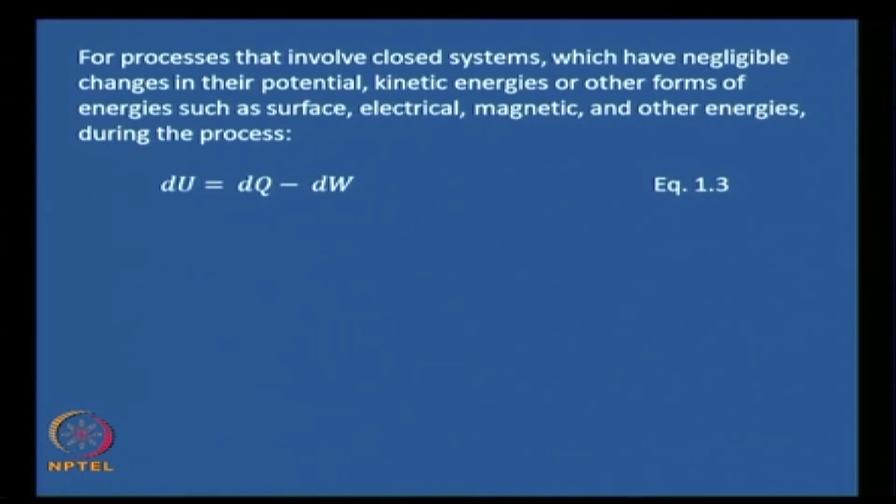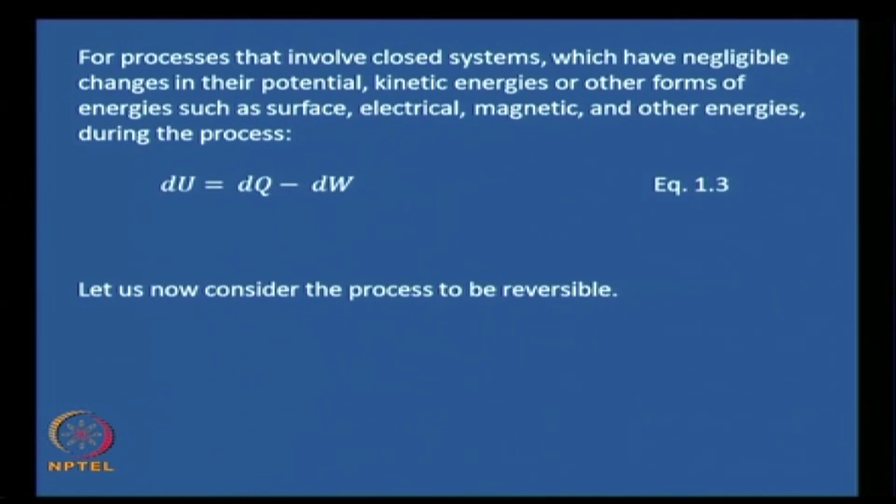For processes that involve closed systems which have negligible changes in the other types of energies such as potential energy, kinetic energy, surface energy, electrical energy, magnetic energy, and many other types of energies, or in other words only some types of energies are relevant here, the other things are not relevant. During such a process, du equals dq minus dw from the first law. Recall the first law for a closed system, and this is nothing but the differential form of the first law. The total differential of u equals the total differential of q minus the total differential of w. Recall that q is the heat interaction across the system boundary, w is the work interaction across the system boundary.